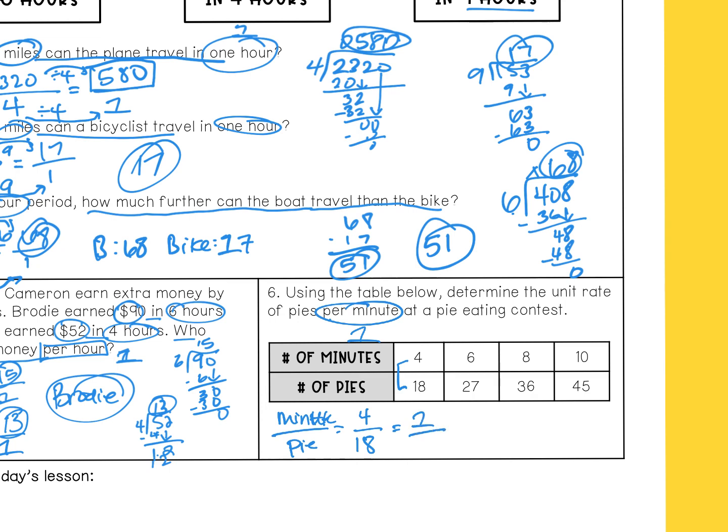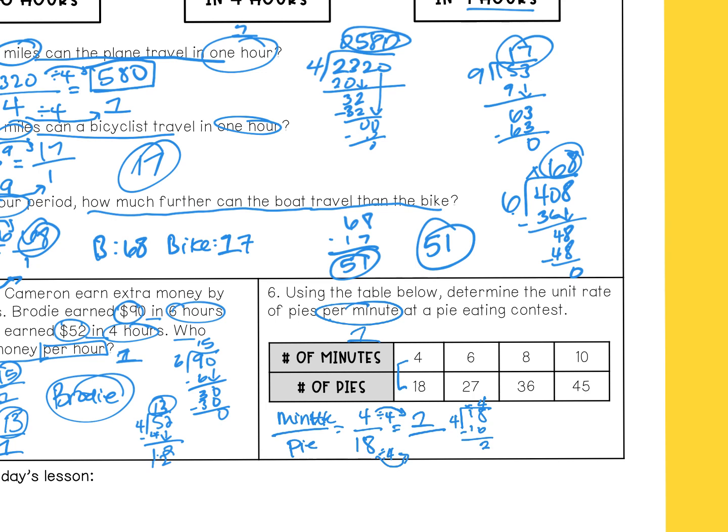So we're going to go from 4 to 1. So 4 to 1 is divided by 4. If I do it to the top, I got to do it to the bottom. 18 divided by 4. 4 goes into 1 0 times. 4 goes into 18 4 times. 4 times 4 is 16. I'm going to subtract it and get 2.